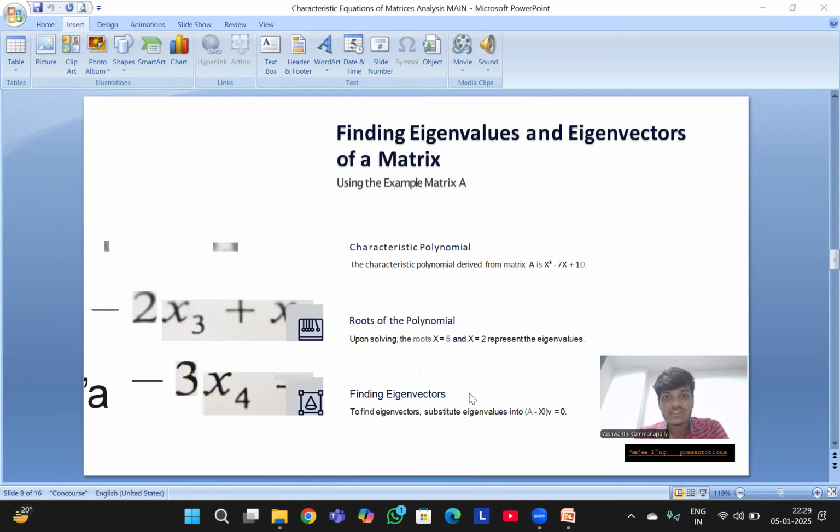Next, finding the eigenvalues and eigenvectors of a matrix, using the example matrix A. So we take the matrix A, the characteristic polynomial. The characteristic polynomial derived from the matrix A is x squared minus 7x plus 10. Roots of the polynomial are x equals 5 and 2. Then x equals 5 and 2 represent the eigenvalues. To find the eigenvector, substitute the eigenvalues in the formula (A minus xI) equals 0. It is one of the best examples.